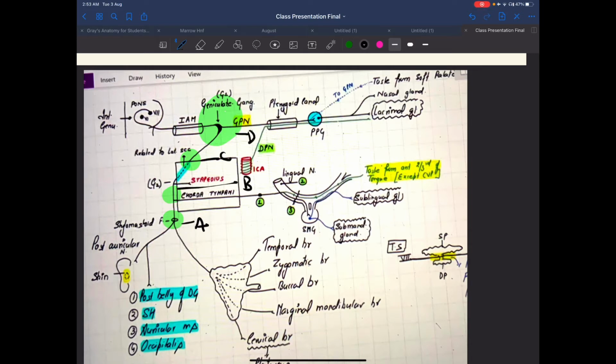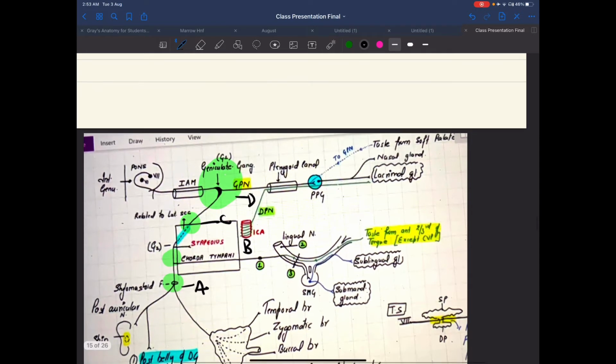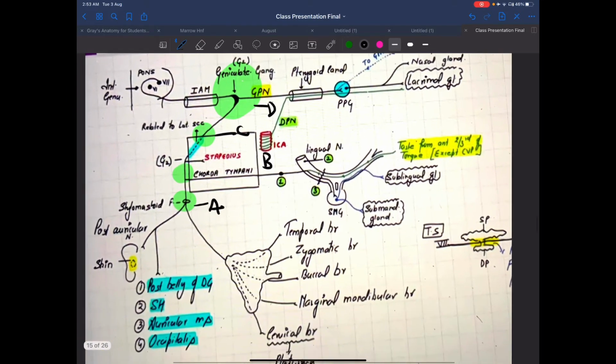What is point A? Point A is the stylomastoid foramen. What is point B? We have taken point B as the point just below the second external genu. Just below that means only the chorda tympani nerve is coming out after that. The nerve to stapedius is already gone, and the lower motor fibers are going to the posterior auricular nerve and all these ones.